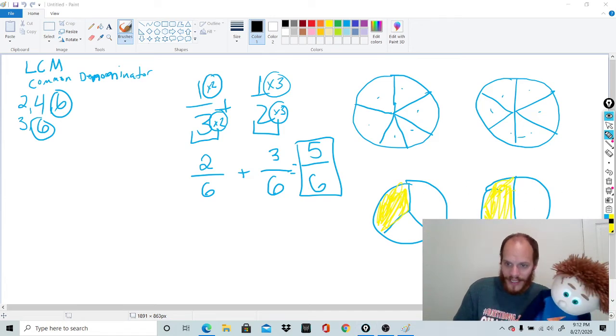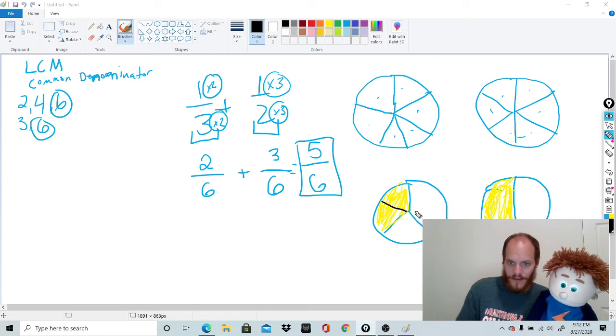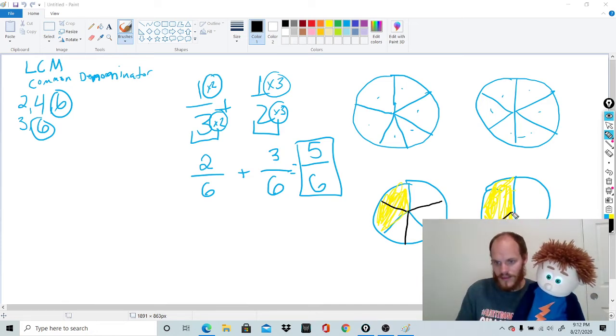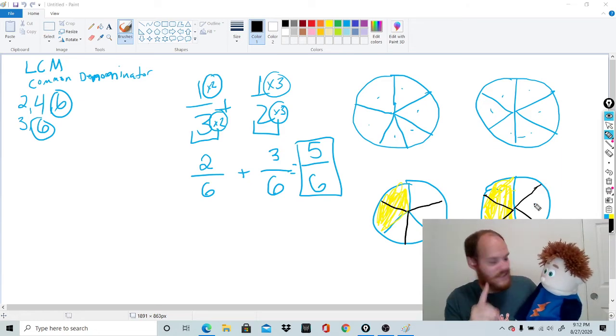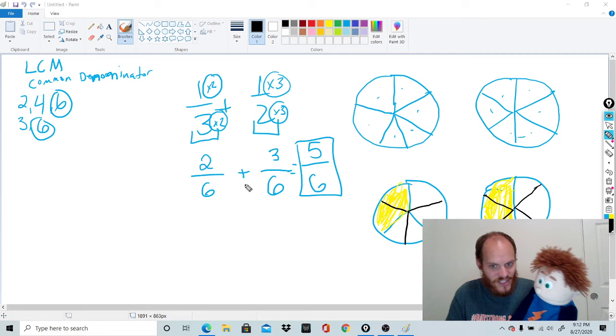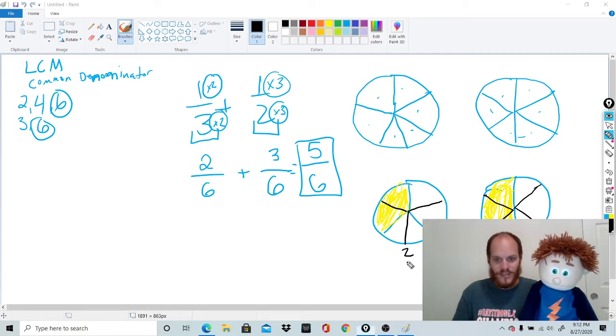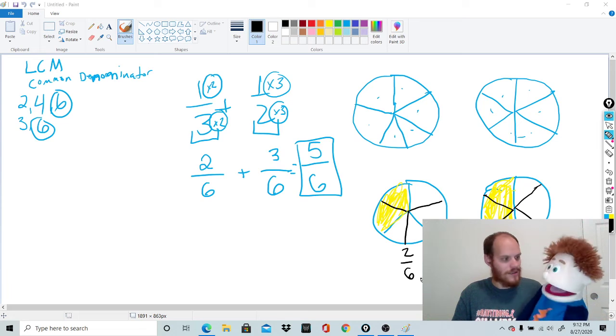Okay? Watch what happens when I cut it, like I said. So this one I'm going to cut in half. So now that I make 6, I cut each one of those in half. Yeah, I see it. Okay, this one I'm going to cut into thirds. Now I change that into 6. Keep in mind, I change the size of the pieces. But watch what happens, Tommy. I change the size of the pieces, and how many of those pieces are shaded? 2. Exactly. 2/6.